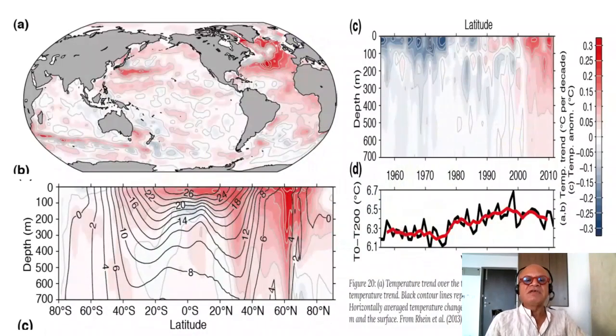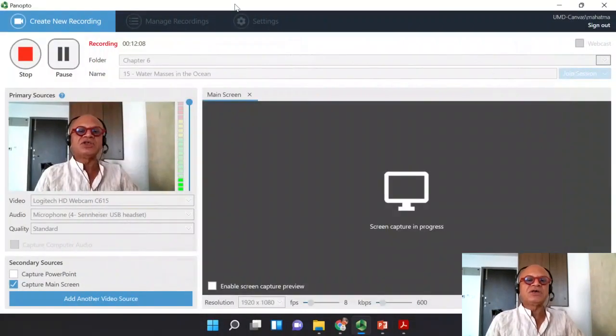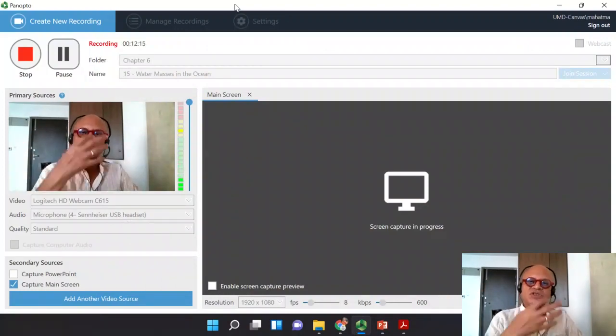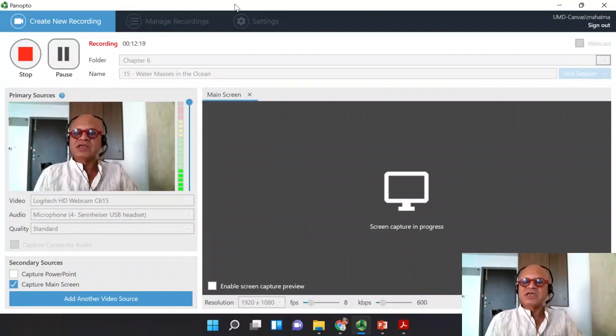Okay, so we will leave it here and look at penetration of anthropogenic heat into the ocean again. We have already looked at it a couple of times, but we will see how the ocean circulation creates special places where the heat can sink much deeper because of the thermohaline circulation. Okay.